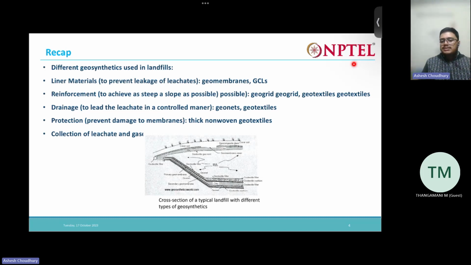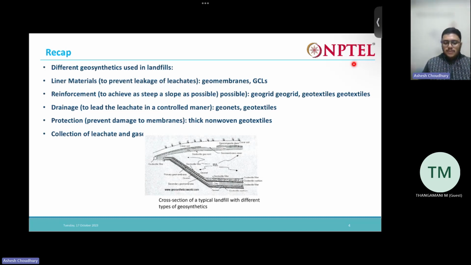If you remember, GCLs are nothing but geosynthetic clay liners. In a GCL, we have a clay layer in the middle, and this clay layer is sandwiched between two other geosynthetic layers, geotextile layers. That forms the geosynthetic clay liner. Okay. Then we have reinforcement. So geogrids and geotextiles are used to reinforce the slopes of the landfill so that the factor of safety of those slopes increases.